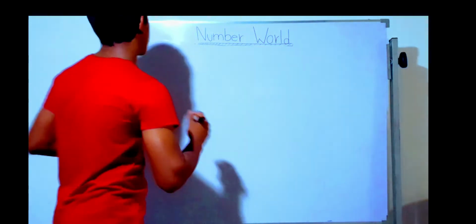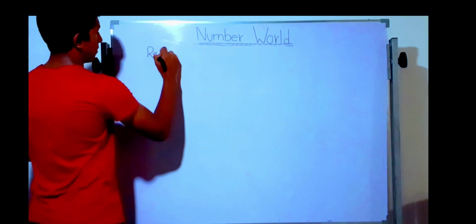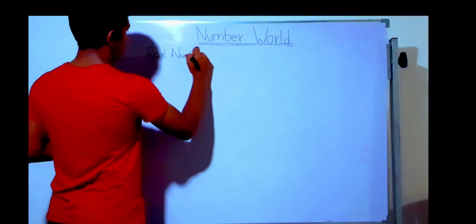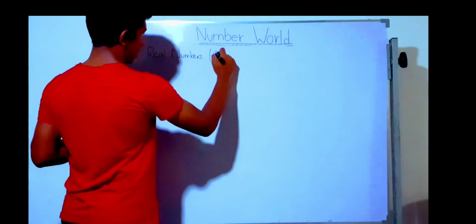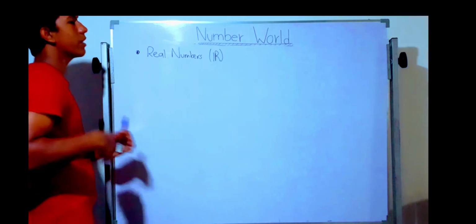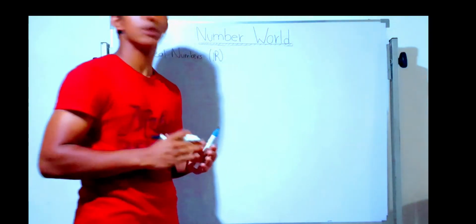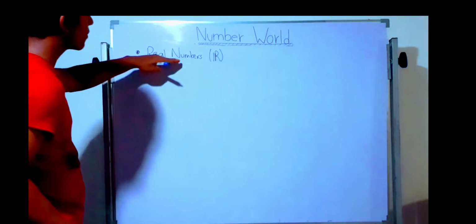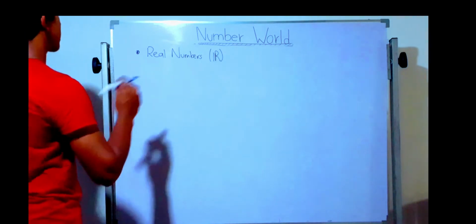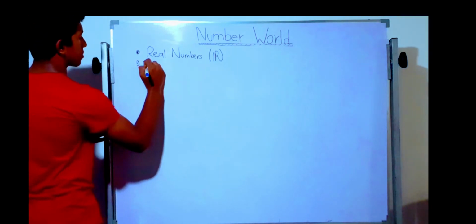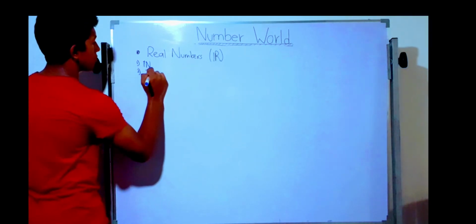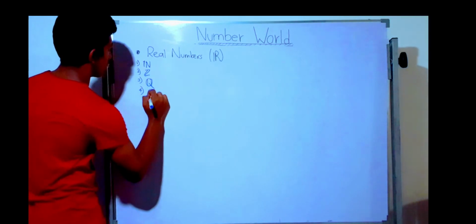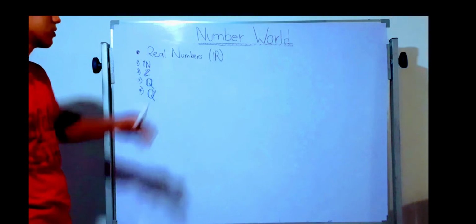Okay, so real numbers. Real numbers consist of all the numbers that we learned so far, represented by this symbol. So far we learned natural numbers, integers, rational numbers and irrational numbers. So real numbers is a family which consists of all those four: number 1, natural numbers, number 2, integers, number 3, rational numbers, number 4, irrational numbers. So these all four are included in the real numbers.